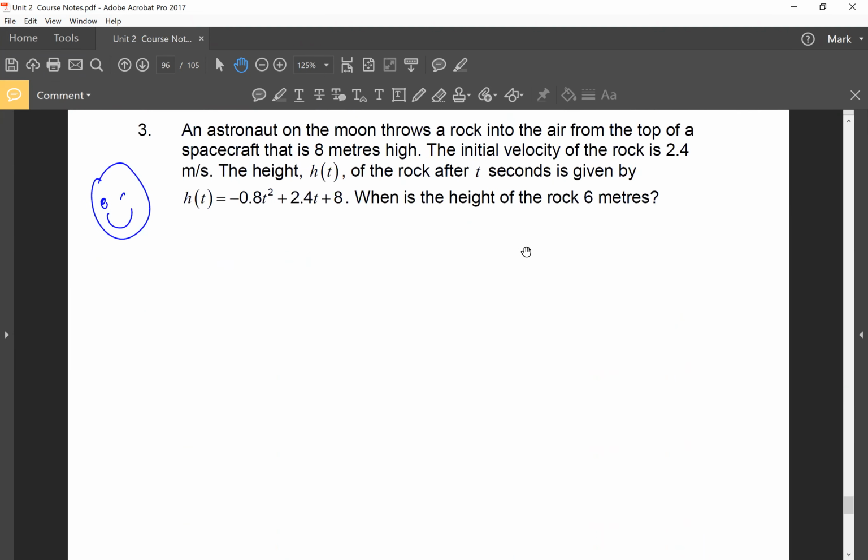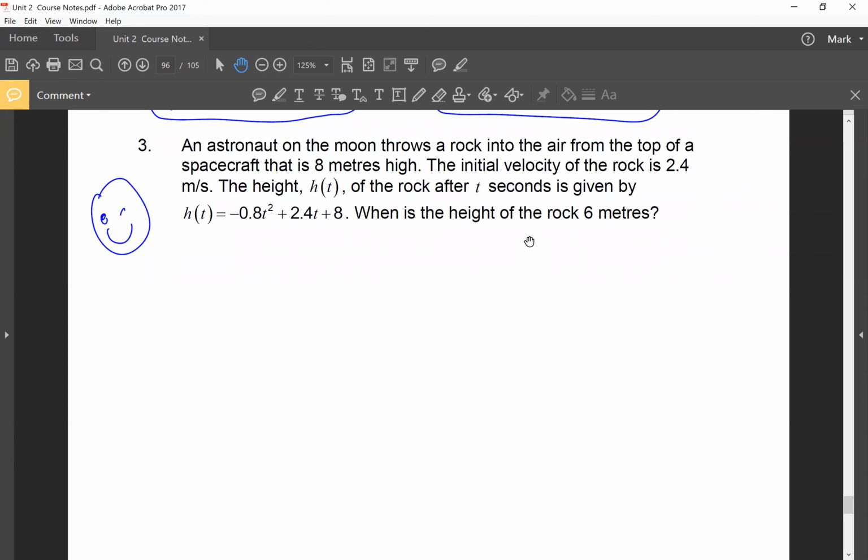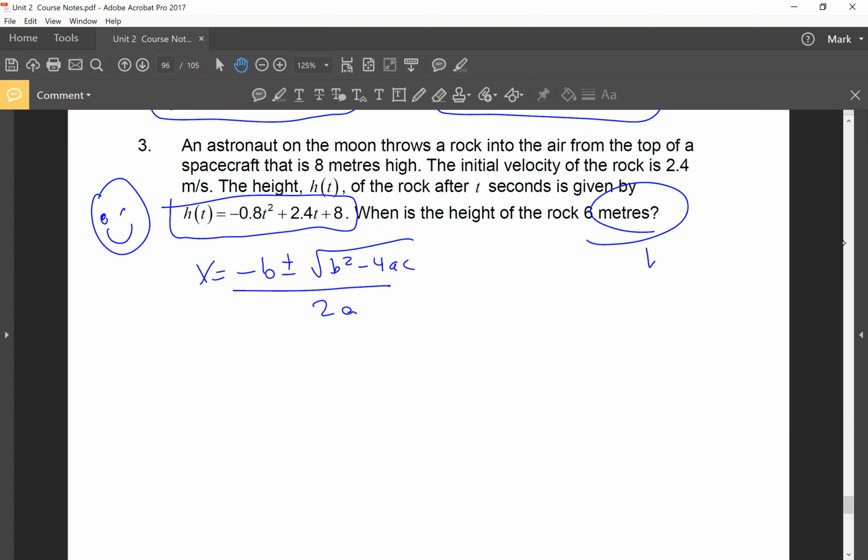Okay, so try number 3. Good luck, everybody. Make sure you solve this quadratic. I will put the quadratic equation here. And the height is 6 meters. Okay, so I'll give you a couple minutes to do this. Again, wink, wink, you might see this again in the future. And then we'll look at the answer and then we'll move on.